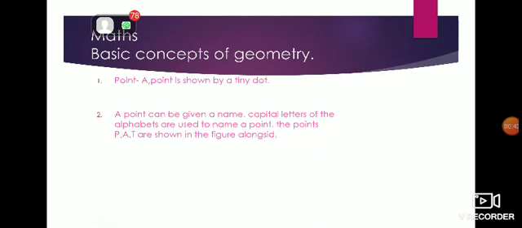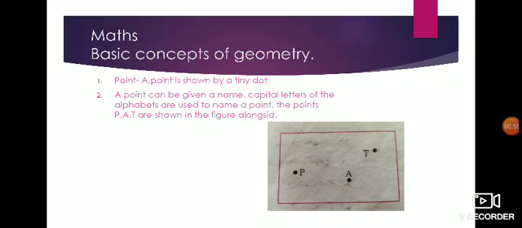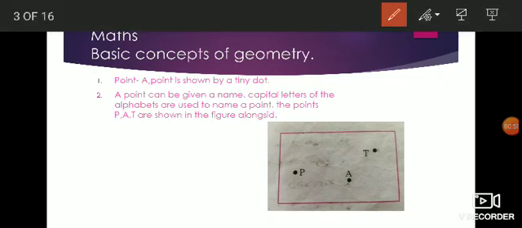Point. A point is shown by a tiny dot. Now a point can be given a name. Capital letters of the alphabet are used to name a point. In the figure, see point A, point P and point T. The points are made by a sharp pencil or pen, which can be used to make a dot. A point has no length, breadth, height or thickness. A line having length 0 cm is considered as a point.